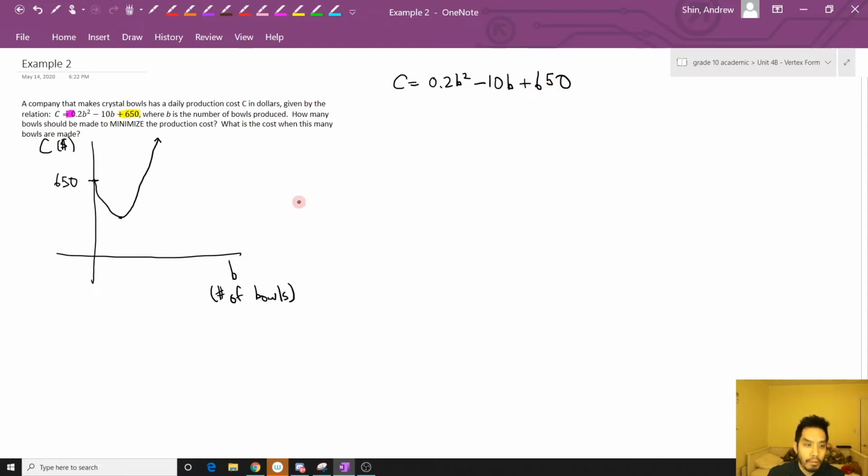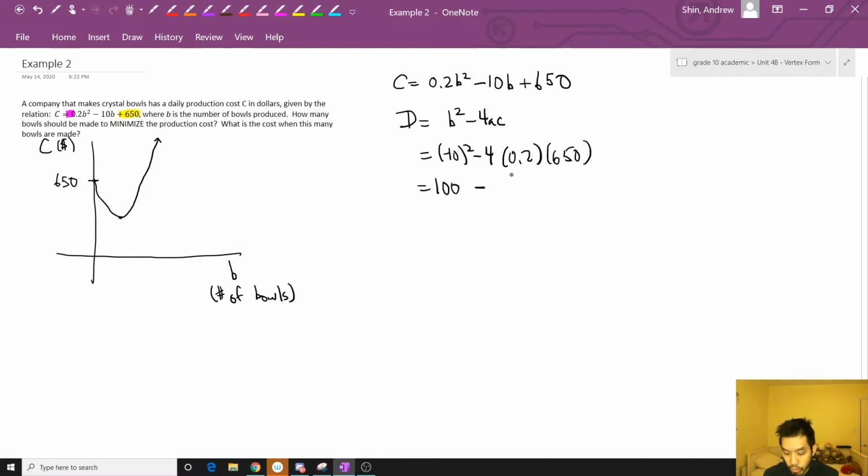Now, I don't know if this has x-intercepts or not. We could use the discriminant to figure this out, if you guys remember. This has been a while. The discriminant is the inside part of the quadratic formula, which is b squared minus 4ac. So b is negative 10, squared, minus 4 times a, which is 0.2, times c, which is 650. This will be 100 minus 650 times 0.2 times 4, which is minus 520. So 100 minus 520 would be negative 420.